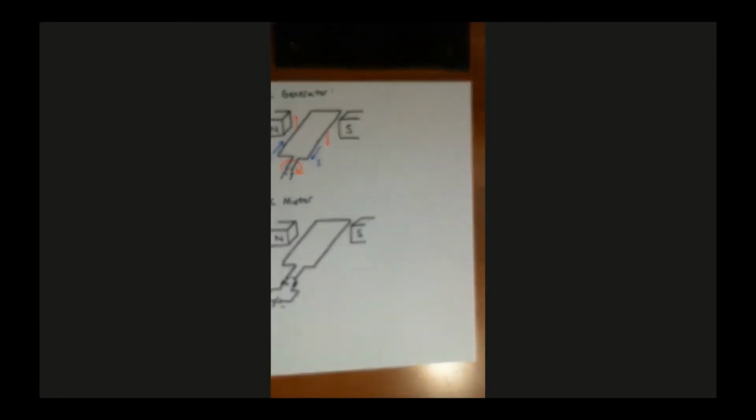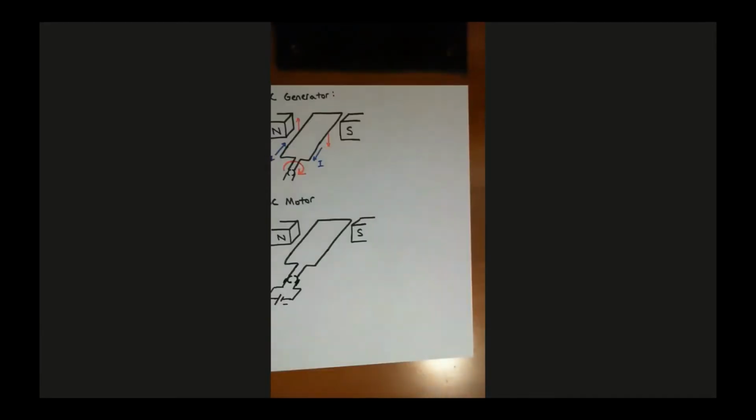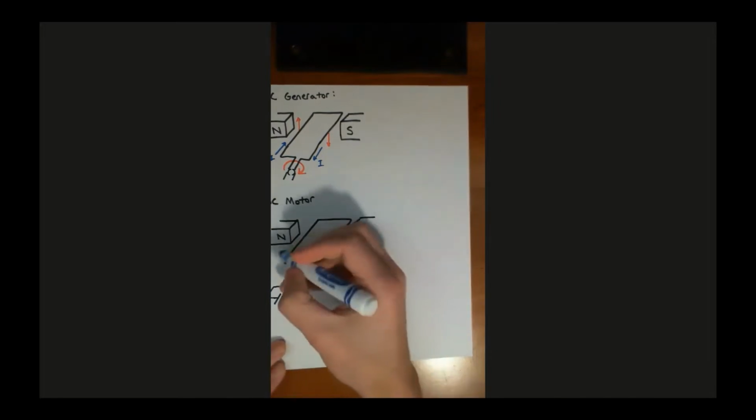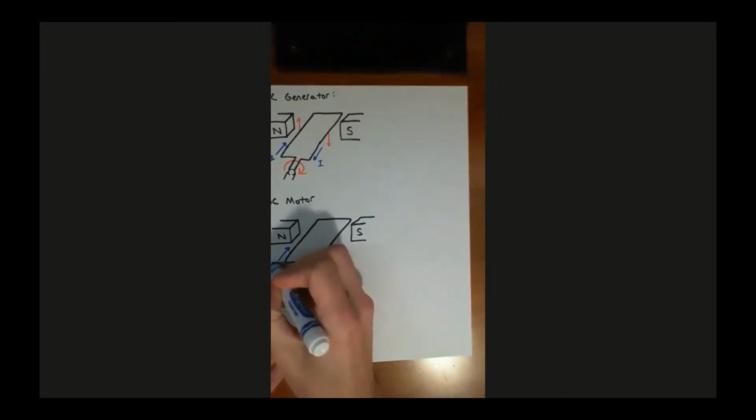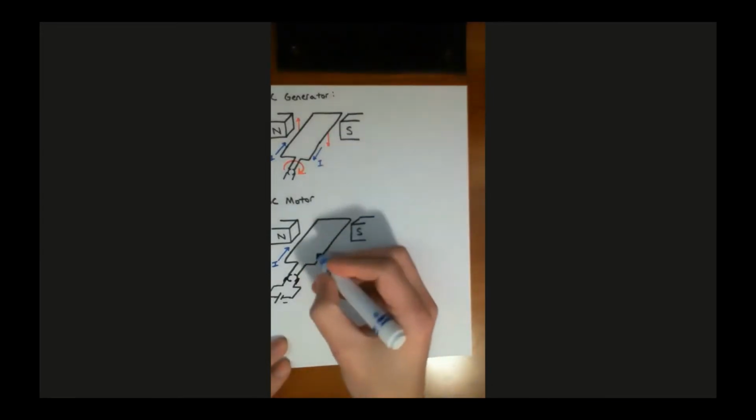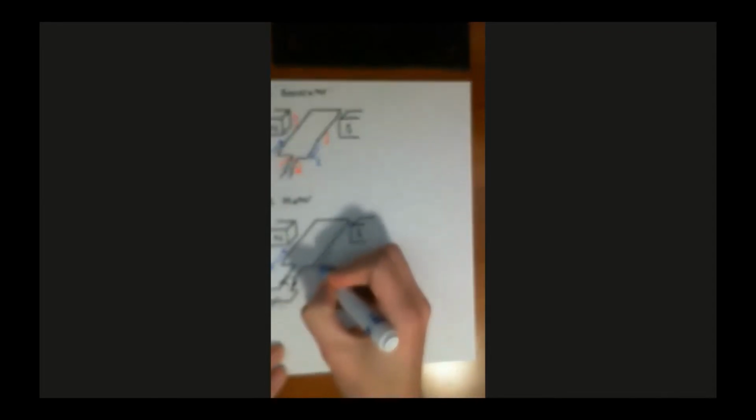And so as a result of that applied voltage, I'm going to get current to flow inside this armature. We know that current flows from positive to negative, so it's going to flow from the positive side through the split ring commutator into the armature, and it's going to be flowing this direction. And then it's going to be flowing around the armature and this direction.